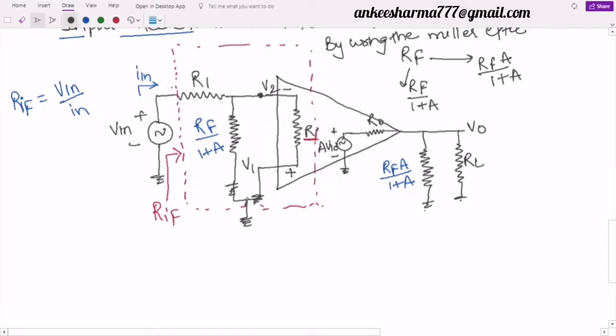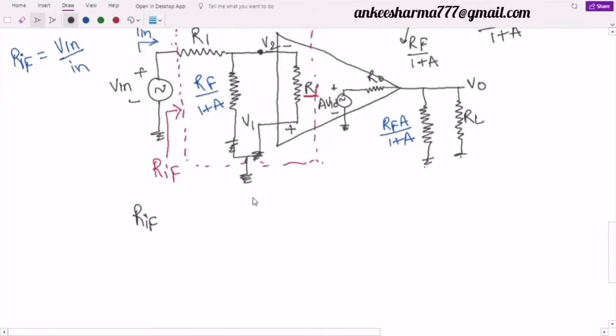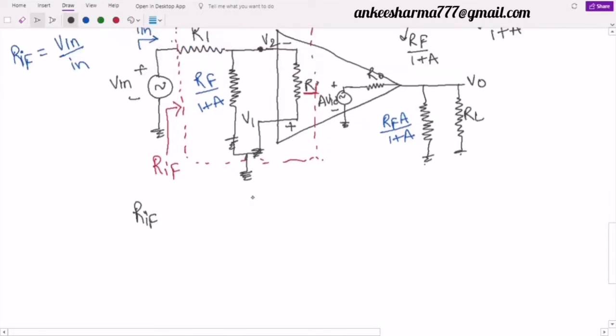So can I say directly here that my RIF is equal to R1 plus the parallel combination of RF upon 1 plus A with RI. So this is the value of my input resistance with feedback.